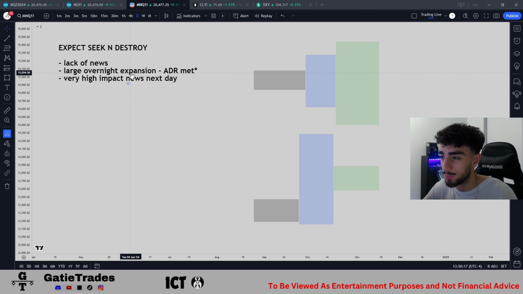If large overnight expansion, my criteria for this is the average daily range is met. The average daily range is the last 5 daily candles. If the last 5 daily candles have a 300-point range on average, if I see 300 points or near that in Asia or London, expect seek and destroy in New York.